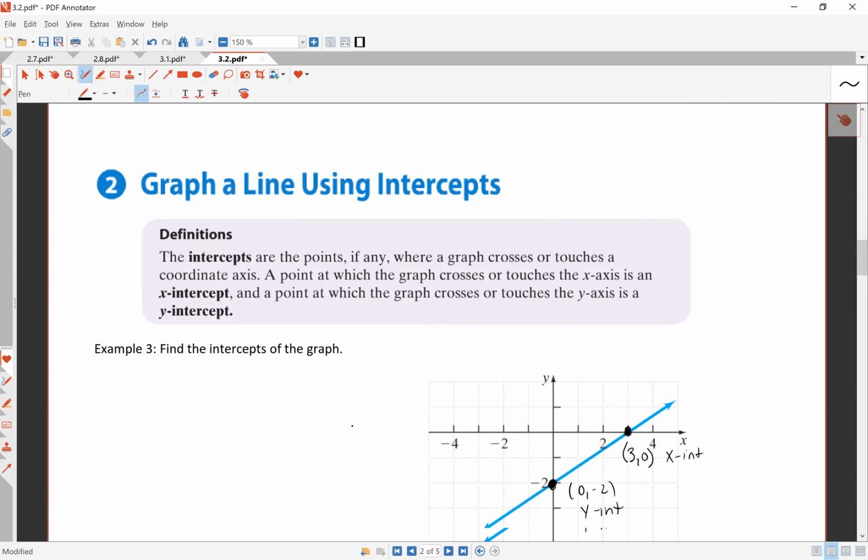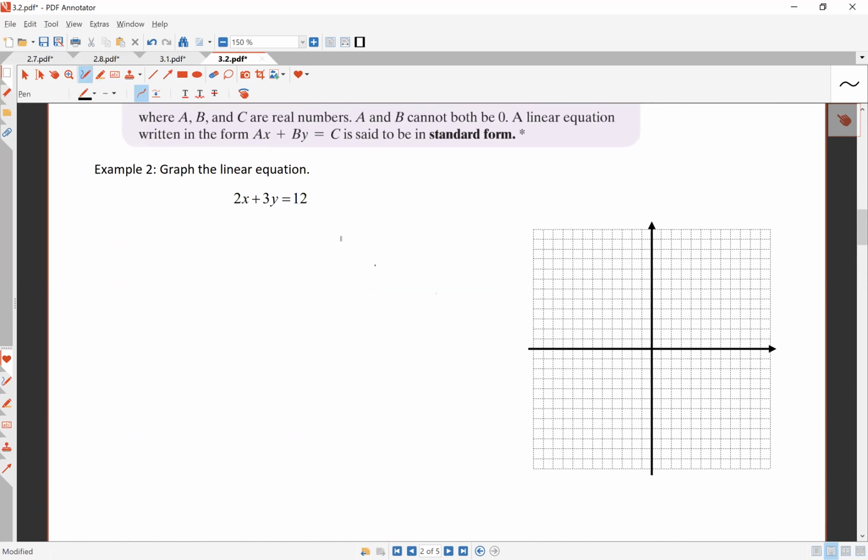So remember that if I set x equal to 0, I cover that piece up. And that gives me 4. If I set x equal to 0 and get 0, 4, that's where it crosses the y-axis. So this is what we call the y-intercept.